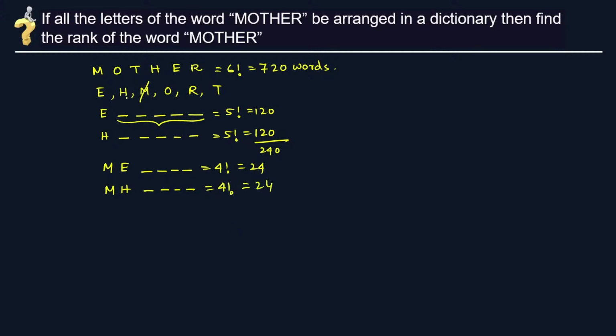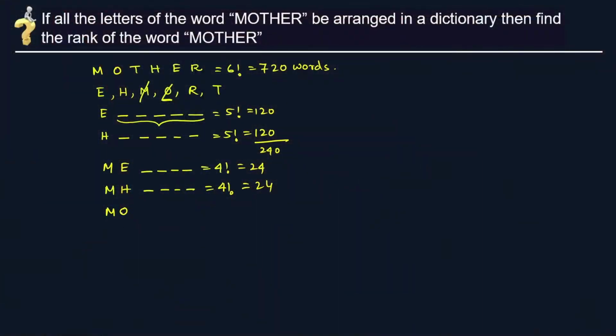Okay? After H, alphabetically O should come. So now after M, O is coming. But O will not be used anymore because here no alphabets can be repeated. How can you repeat an alphabet? How can you repeat M twice? We are having only one M. So we cannot repeat any alphabet any number of times.